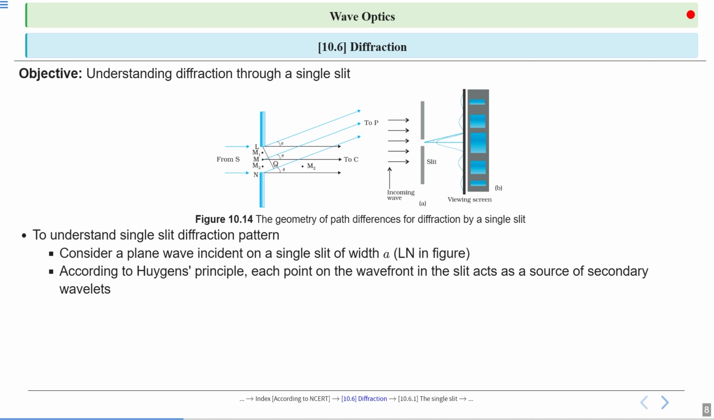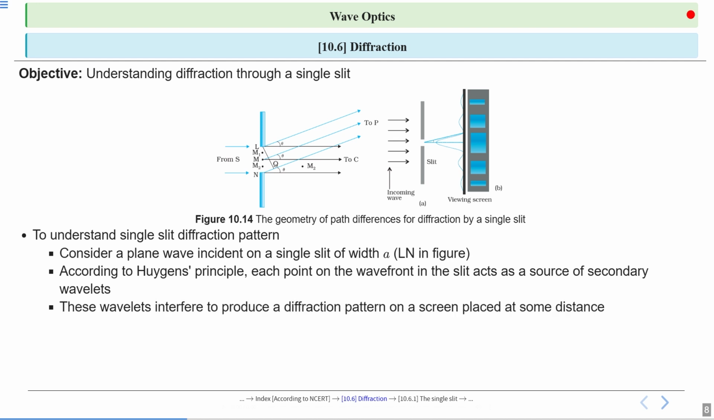A plane wavefront is coming from behind the single slit, and after incidenting on that slit LN, each point on the slit will act as a source of secondary wavelets. These wavelets interfere to produce a diffraction pattern. Wavelets originating from different points on this slit will interfere to produce a diffraction pattern on the screen placed at some distance.